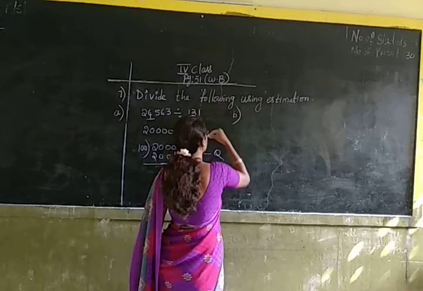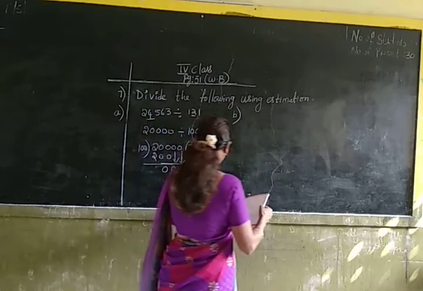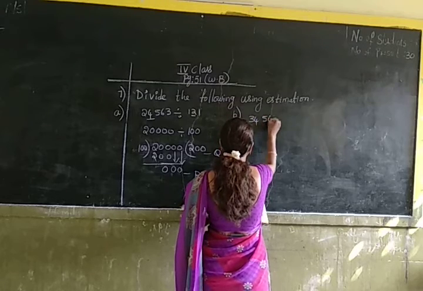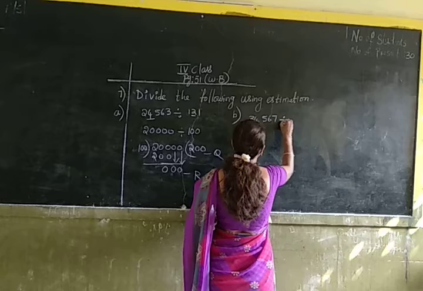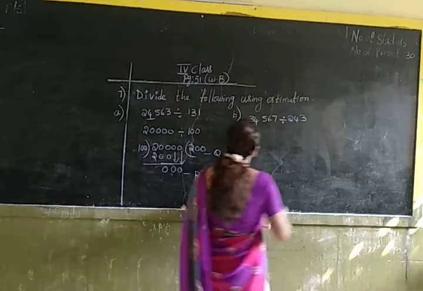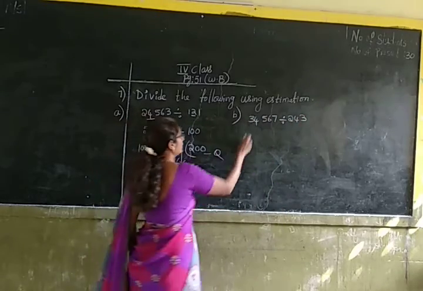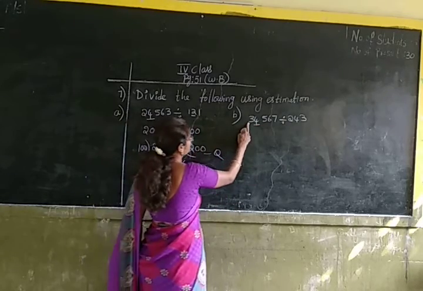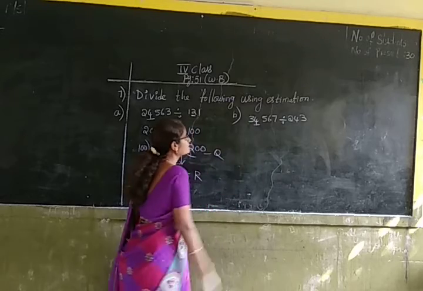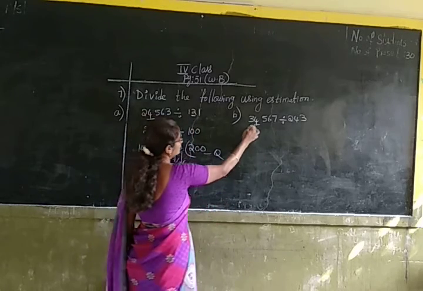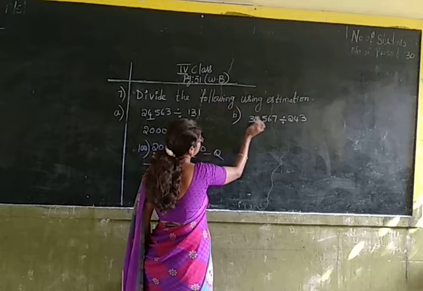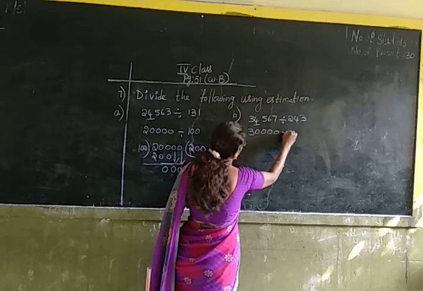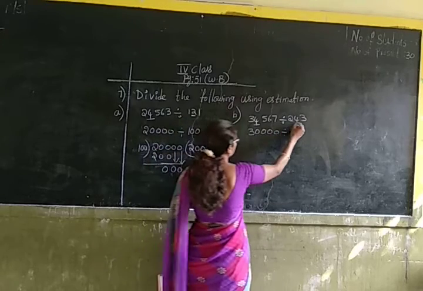Now let us do the B sum. 34,567 divided by 243. Now let us round off these numbers. Let us round off 34,567 to the nearest 10,000s. For that we have to underline the digit at its thousands place. Here the digit at its thousands place is 4. So no need of adding 1 to the next number. This will become 30,000.